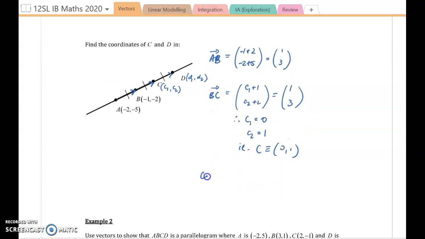And you can do a similar thing for CD. That would be D1 minus 0, D2 minus 1, because we've got those coordinates there. That should equal 1, 3. Therefore, D has coordinates 1, 4. Right?